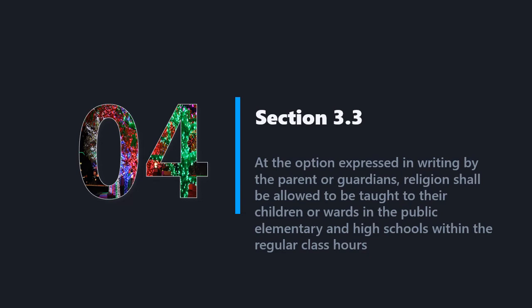Section 3.3 At the option expressed in writing by the parents or guardians, religion shall be allowed to be taught to their children or wards in the public elementary and high schools within the regular class hours, of course by instructors designated or approved by the religious authorities of the religion to which the children or wards belong. Additional cost to the government.